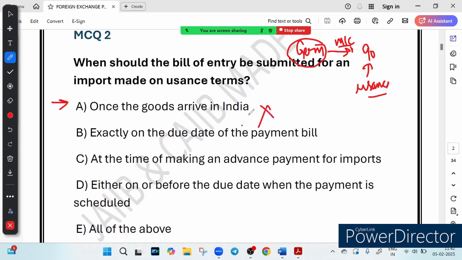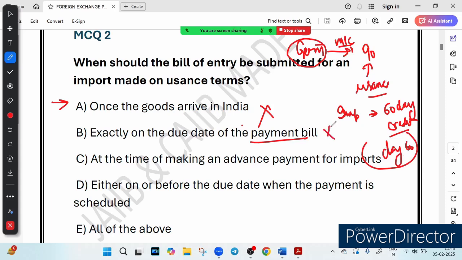Then option B says exactly on the due date of the payment bill. Yes, this option is partially correct, but it is risky. If the importer waits until the exact due date, any delay in documentation might cause a compliance issue or penalty. Let me give you an example to substantiate it. Suppose an importer has a 60-day credit period for an import from China and submits the bill of entry exactly on day 60. Any process delay could cause legal and financial issues. So that is why it is also incorrect, because submission should be on or before the due date, not just exactly on it.